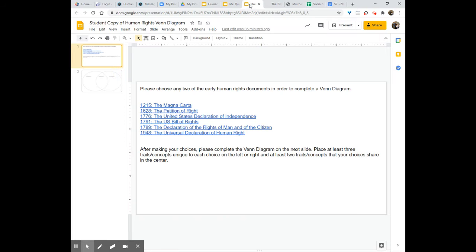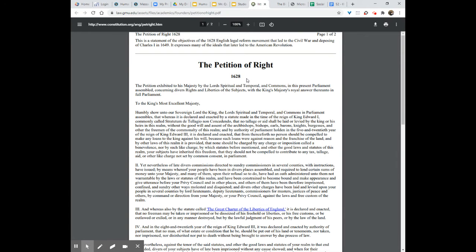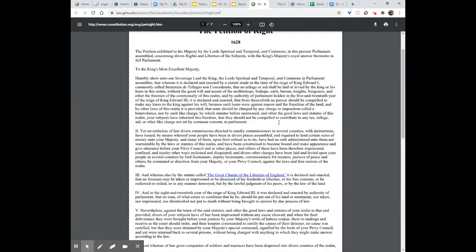You are going to select them. So you could select the Magna Carta, you can select the Petition of Right, and again, it'll take you to all these things so that you can see how it loads. There you go. Now, you're going to be looking over these. And again, I'm not needing you to read every single thing. There's a lot of stuff in here. These are a lot of hard things to read.